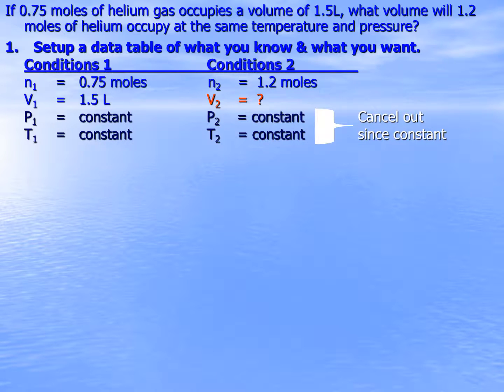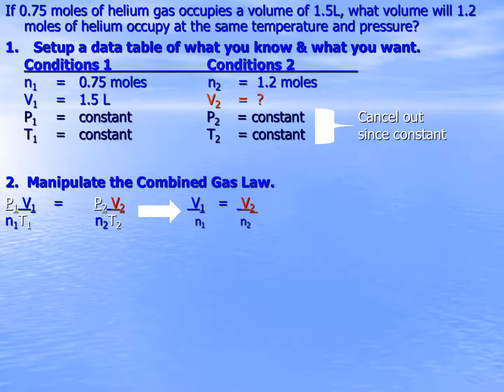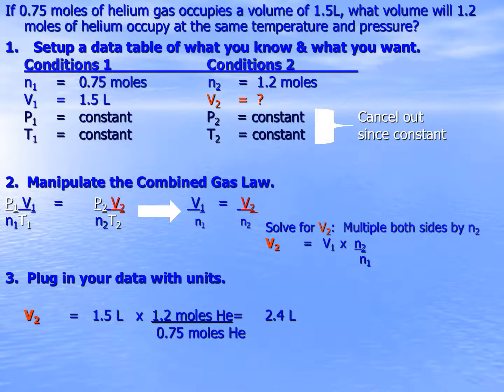So here we have N1, V1, N2, and V2. V2 is unknown. Pressure and temperature go away because they're constants. So we get V1 over N1 equals V2 over N2. Cross multiply again, and get your V2 by itself. V1 times N2 over N1. Plug in your data: 1.5 liters times 1.2 moles over 0.75 moles. Moles cancel out. Gives us 2.4 liters, 2 sig figs.